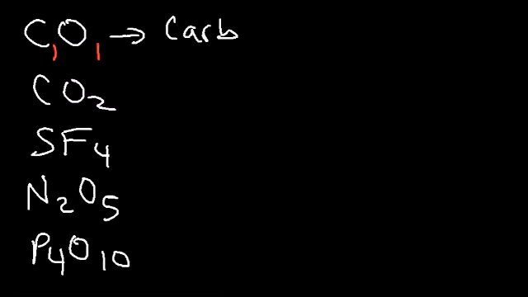Go ahead and name the following molecular compounds: CO, CO2, SF4, N2O5, and P4O10. So CO, it's not monocarbon monoxide. For the first element, if it has a 1, you don't need the prefix mono, but for the second element you do. So CO is called carbon monoxide. You don't use mono for the first element.